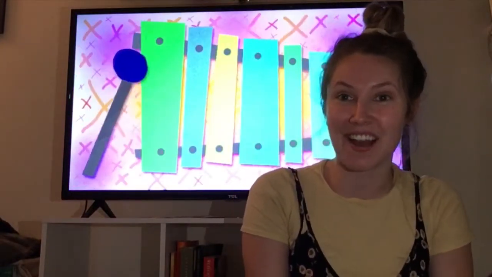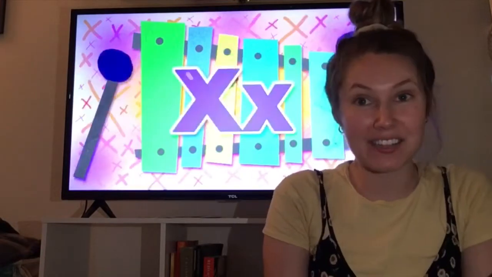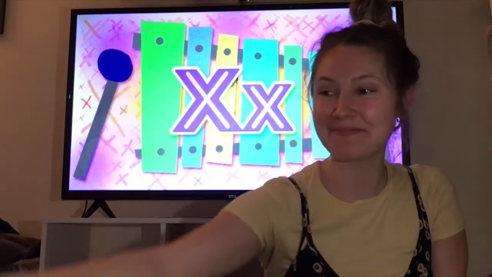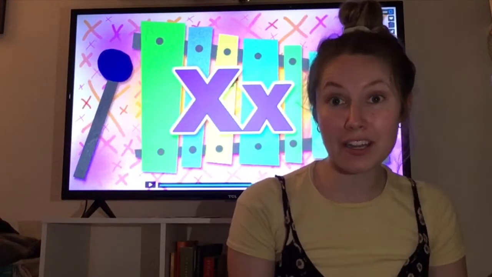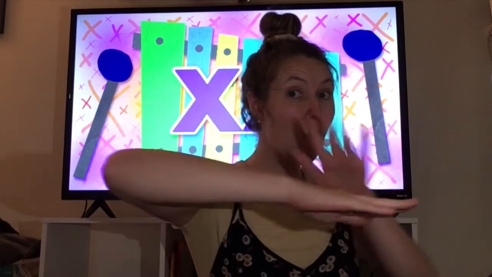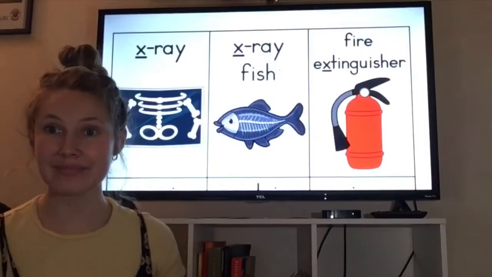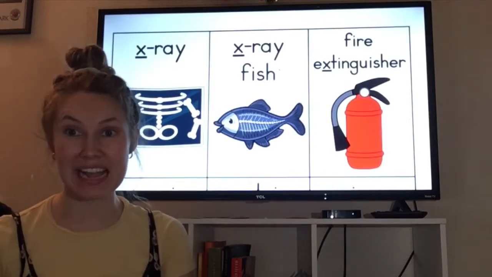Great job, you guys. That was a really good job with the X song. Here's our xylophone, and they're gonna write the letter X for us. There we go. Okay, we're gonna go over some X words. Remember, we might be hearing X at the beginning or at the end of the word. So we'll talk about that while we go over our X words. And then it's gonna be your job to find some X words. Okay, let's begin with our X words.